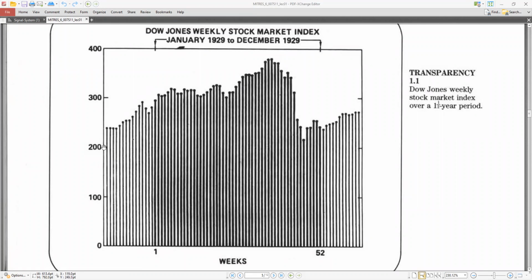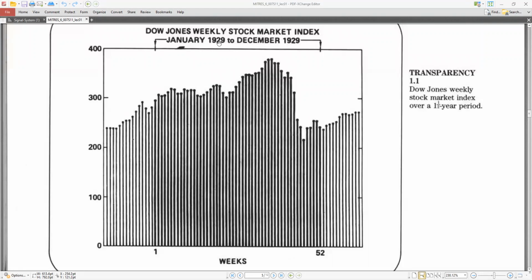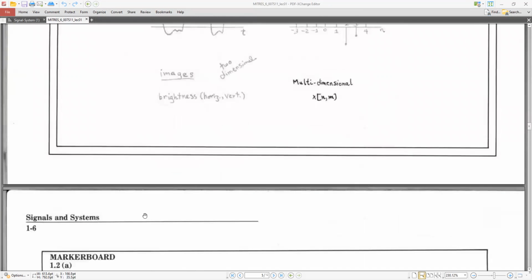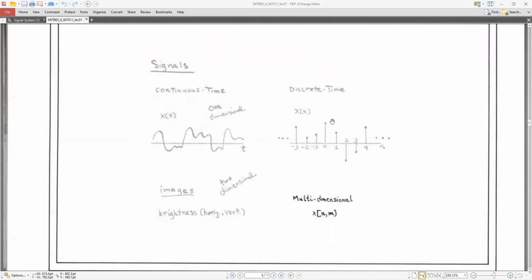Discrete time signal. Yes, it is strictly discrete. It is not continuous, because it is measured at different times. Let's say the period from January 1929 to December 1929, the stock exchange status per week. How many weeks per year? 52 weeks. So every week they have the index. So these are the signals.